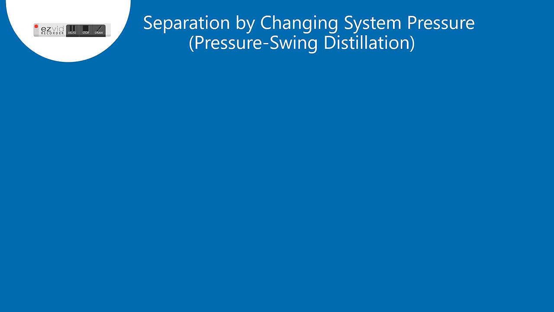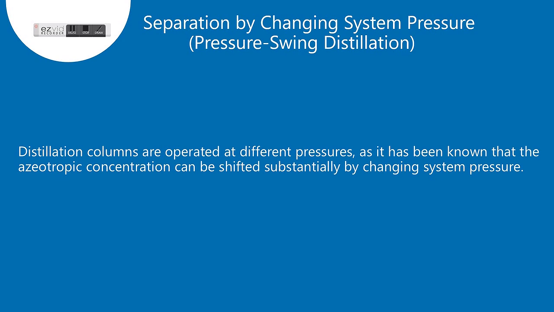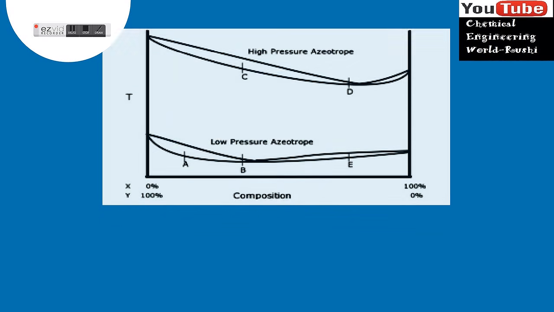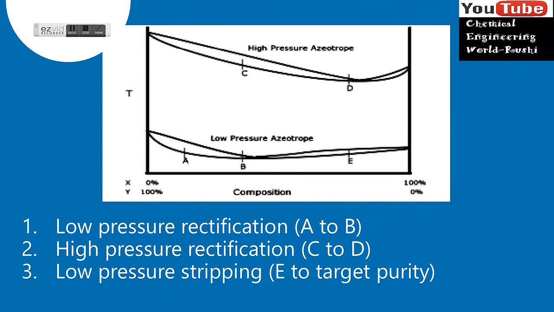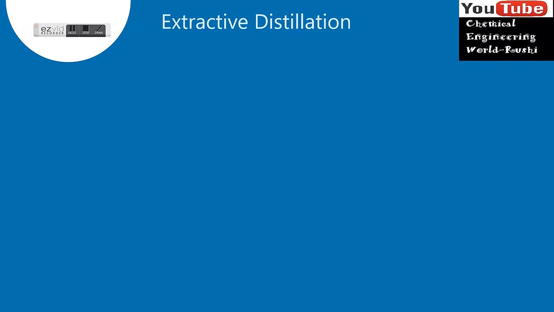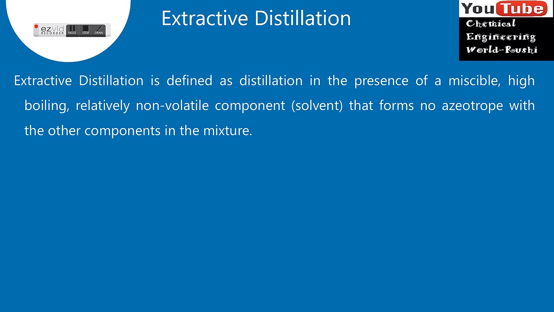Separation of azeotropic mixtures is classified into the following methods. By addition of an entrainer/solvent. By changing system pressure. Pressure swing distillation. Distillation columns are operated at different pressures, as it has been known that the azeotropic concentration can be shifted substantially by changing system pressure. As shown in the figure, the pressure change is as follows. 1. Low pressure rectification, A to B. 2. High pressure rectification, C to D. 3. Low pressure stripping, E to target purity.